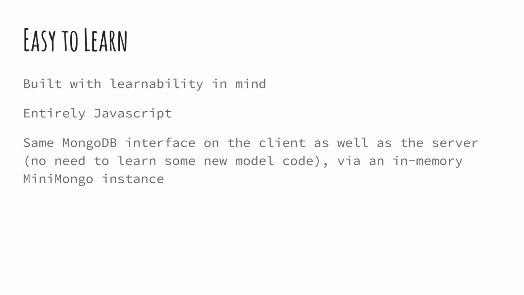And like what we were discussing earlier, it's using Mongo, which is a NoSQL database, with the same interface on the client as well as the server. So there's no need to learn some new model code, and it's using this in-memory Mini Mongo instance. So it's basically like an instance of the database sitting in your browser's memory, and you're totally talking to the browser cache of the database. You're not contacting the server at all, and Meteor is doing all of that synchronization in the background for you.